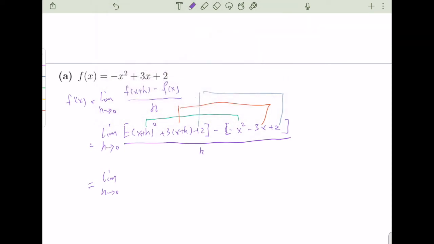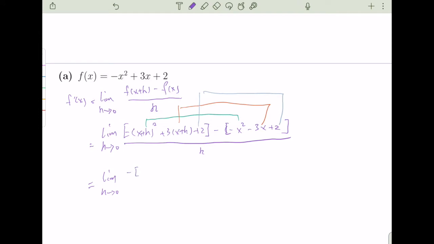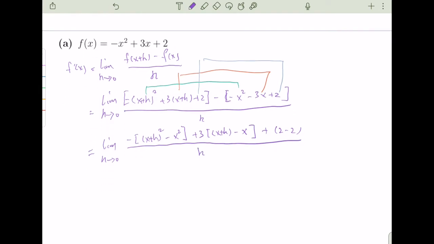Now we have, for the green terms here, negative of, I should use this color, x plus h bracket squared minus x squared, plus 3 times x plus h minus x, plus this 2 minus 2. Like that.